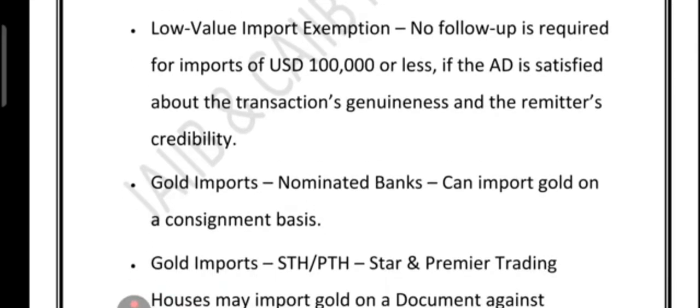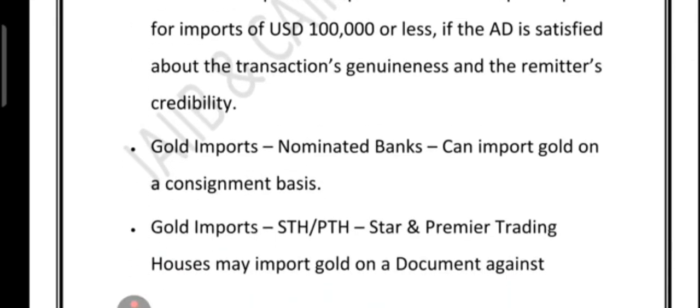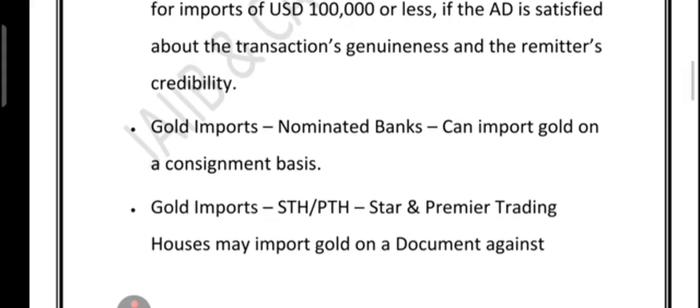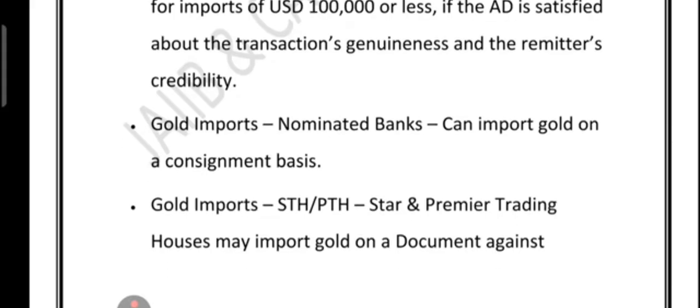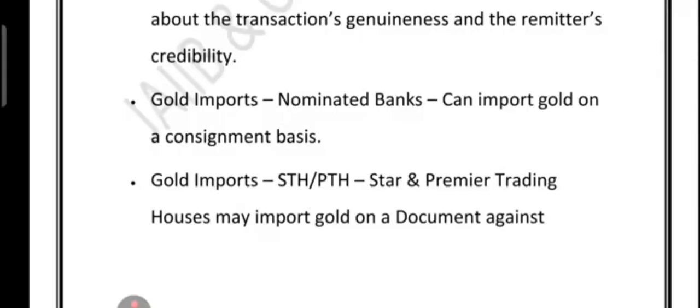Now some special gold import rules. So nominated banks can import gold on a consignment basis. A star and premium trading house, that is called STH, PTH, can also import gold on document against payment basis as per their entitlement, and there are no end use restrictions, right?